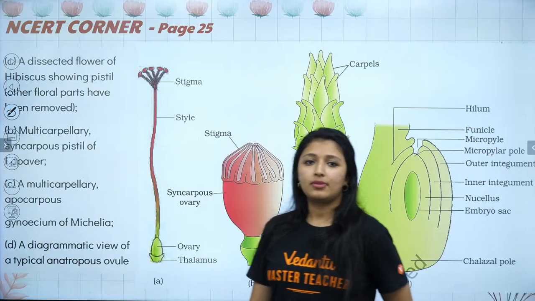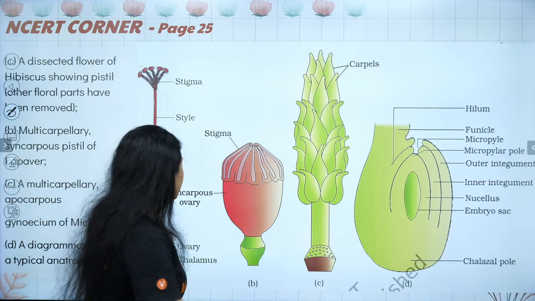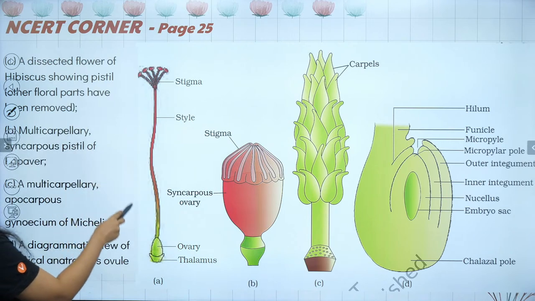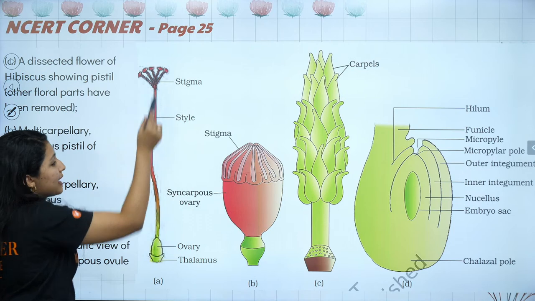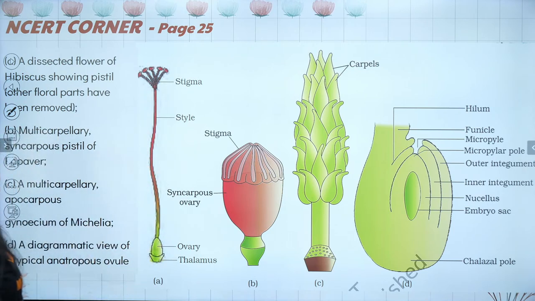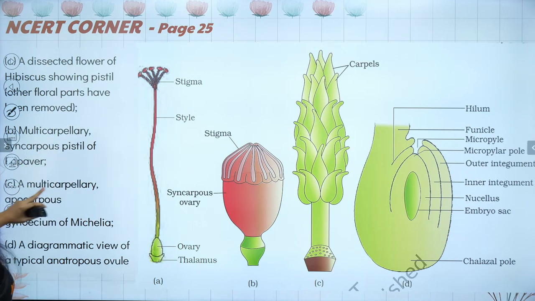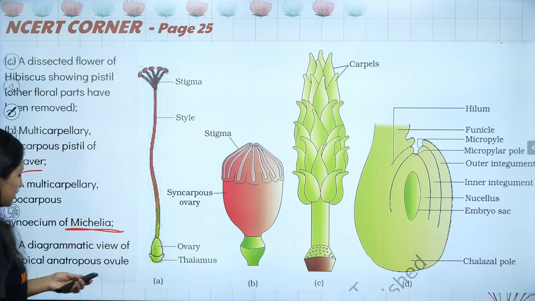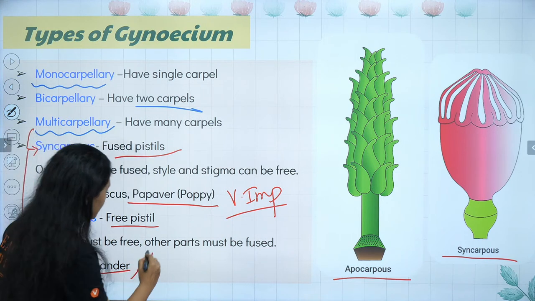These are the diagrams in your NCERT. Here they are showing you the structures. A dissected flower of hibiscus without the stamens, showing only the gynoecium, stigma, style and ovary. Then we have B, which is showing the multicarpellary pistil of papaver. And here we have multicarpellary apocarpous Michelia. That's also another example.